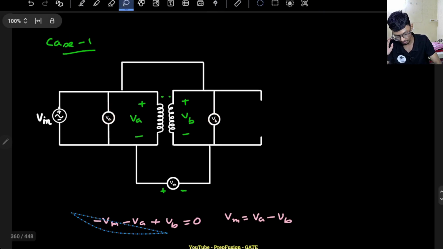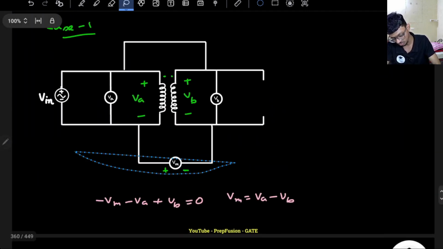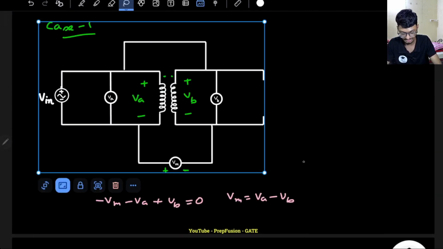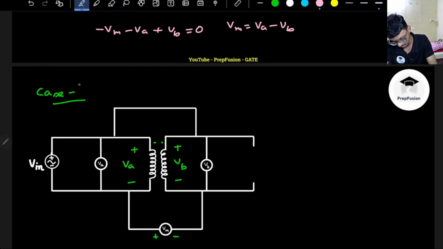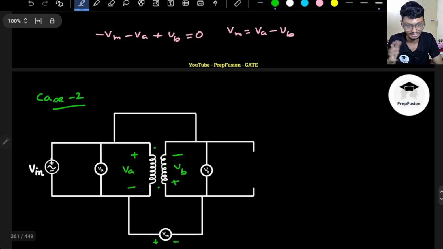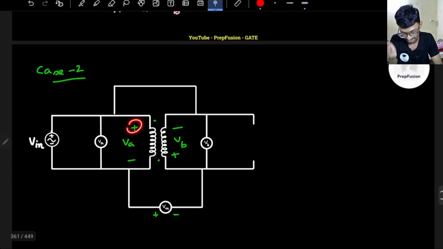Okay, so it will be a lower value. Now for case 2, if the two dots are not shorted with each other, if the opposite is happening, the voltage will be very high. Case 2: if this is dot and this is dot here, so dot comes with positive, so this will now be minus plus Vb. I do understand that it is an AC circuit, but we are talking about instantaneous polarity. At a particular instant, if this is positive, this should be positive according to the dot notation.